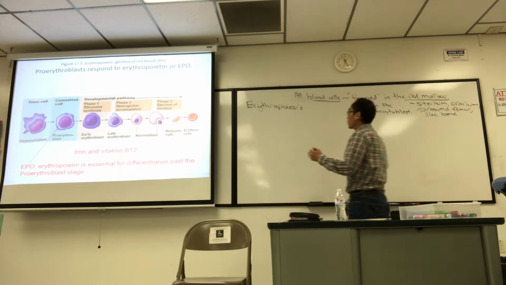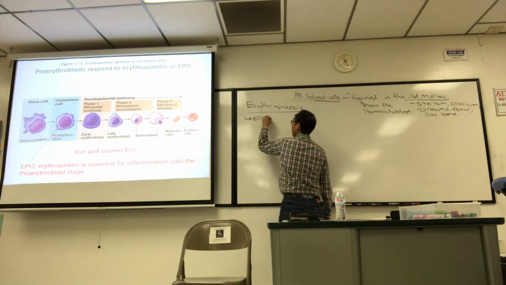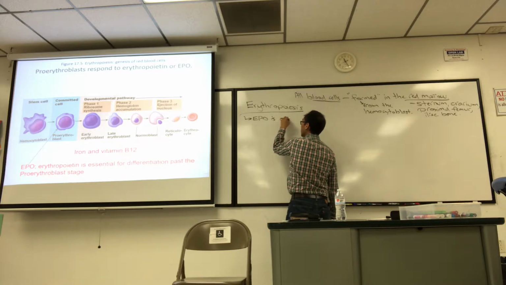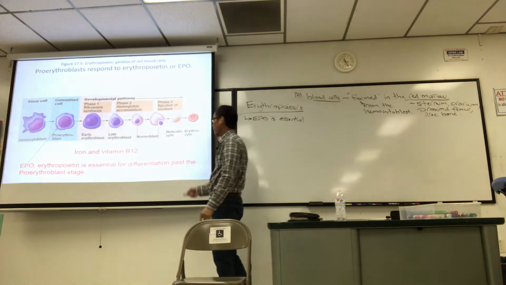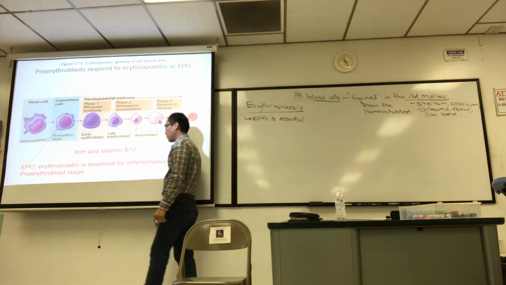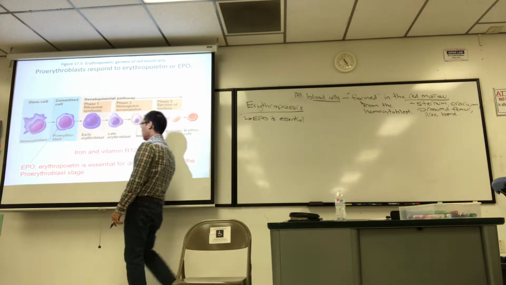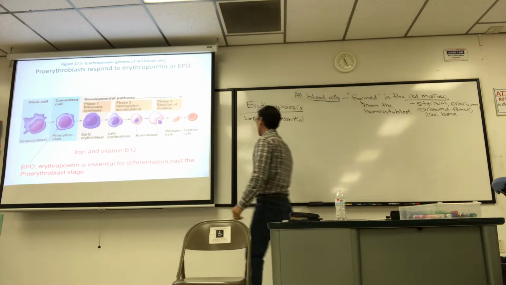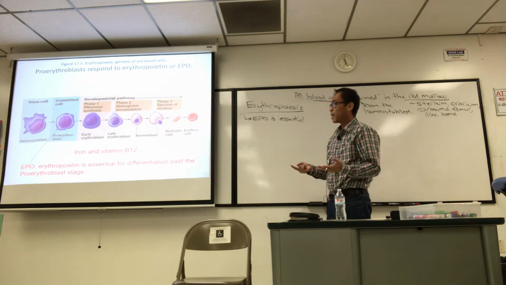So let me write that down. EPO is essential. You can't make red blood cells without it. EPO comes from the kidney. I never write it out. I always just call it EPO, but the full name, erythropoietin. It's a hormone. It's from the kidney. And it targets the bone marrow, and it targets these hemocytoblast cells.